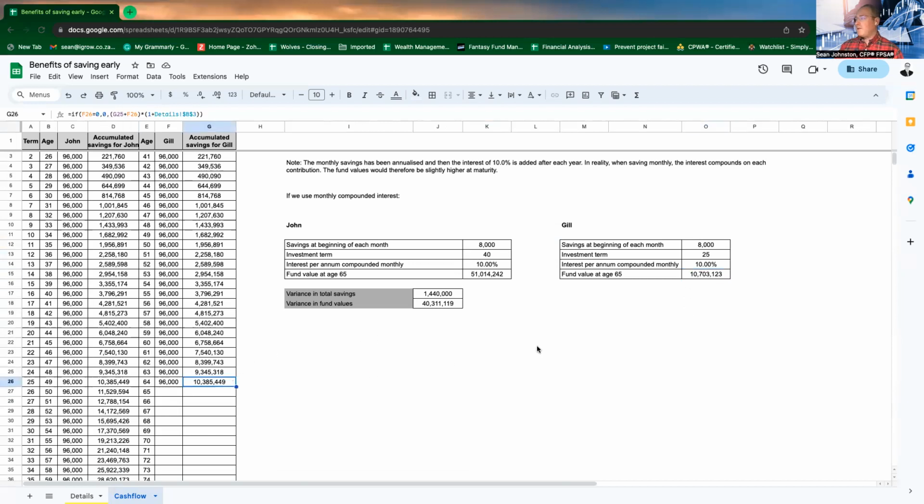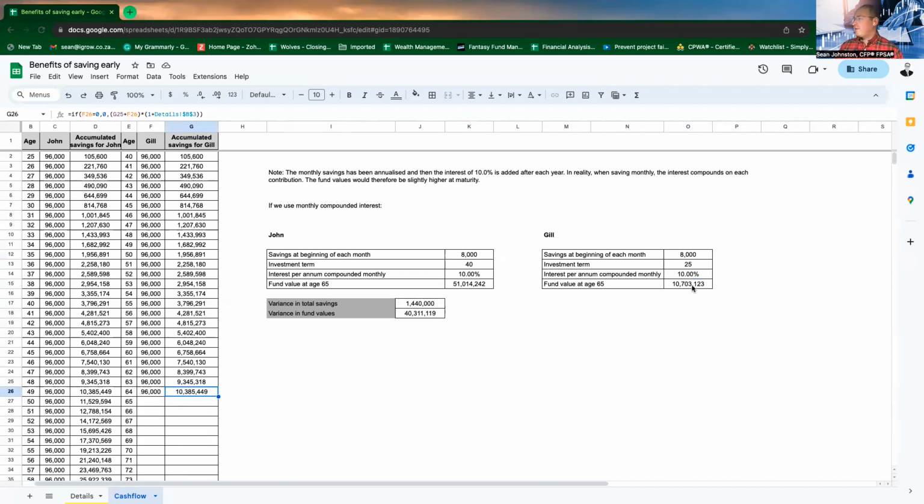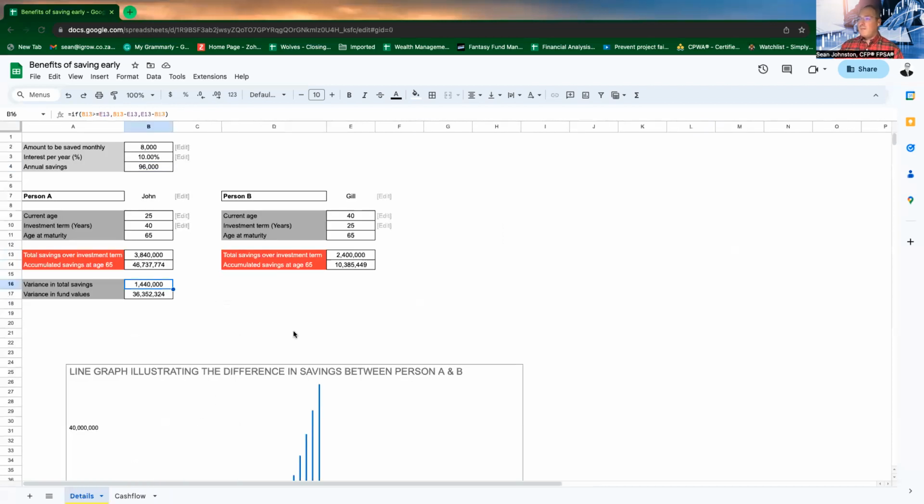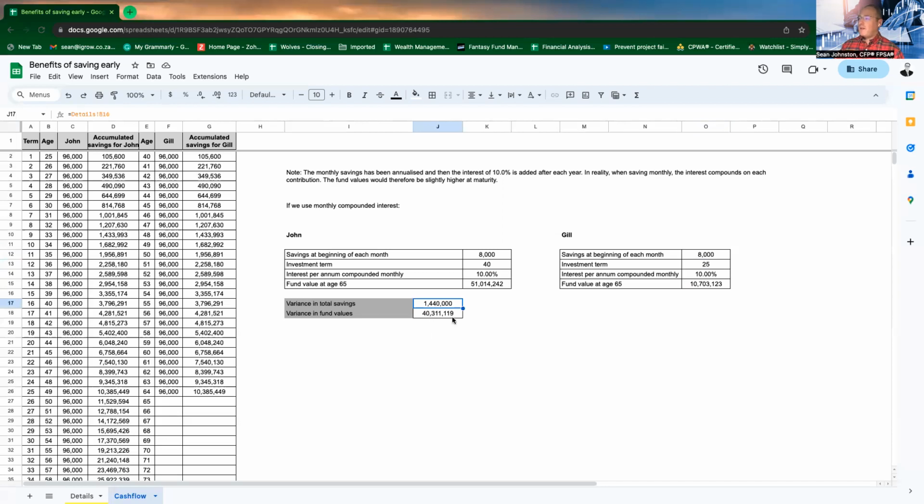And as a result, the future value, because it's monthly compounded over that 40-year period, is 51 versus 46, and 10.7 versus 10.3. So there's a massive difference because, well, in this case, it's 25 years versus 40. Again, the longer you invest and you compound it monthly because it's monthly payments, this is what the variance will be, which in this case is 40 million. So the total savings here will be exactly the same. The difference, however, is that the compounding periods will differ.